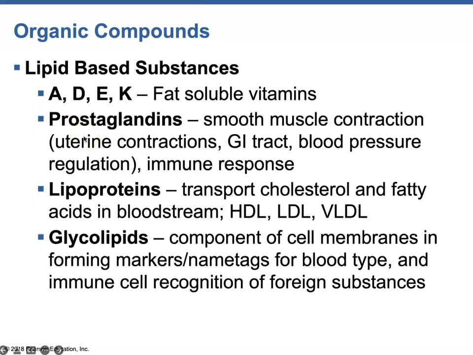These things that are called prostaglandins cause smooth muscle contractions. These are very important in terms of things that take place in the uterus, along our GI tract, with regulating our blood pressure, immune response, pain receptors. So very important chemicals. Lipoproteins, you've heard of these.